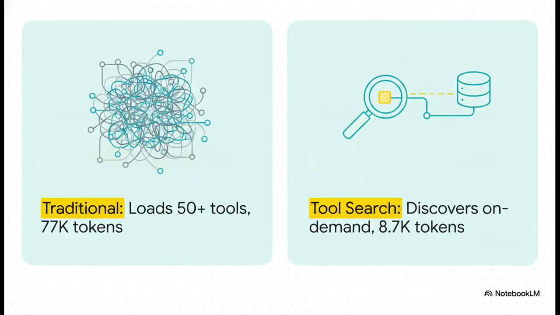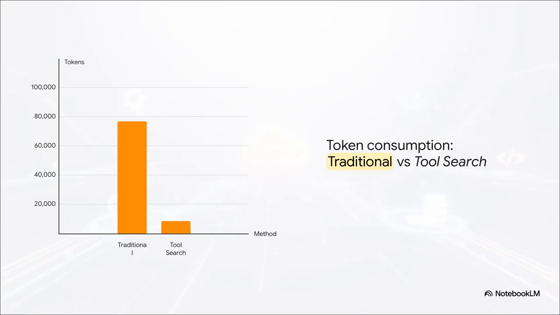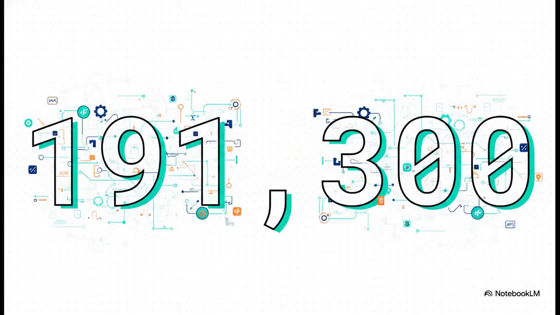Enter Tool Search. It completely tackles context bloat by ditching the old method of loading everything up front. It dynamically loads only the tools you need, slashing token consumption by a massive 85%. That literally preserves over 190,000 tokens for your actual work, plus it drastically improves tool selection accuracy.